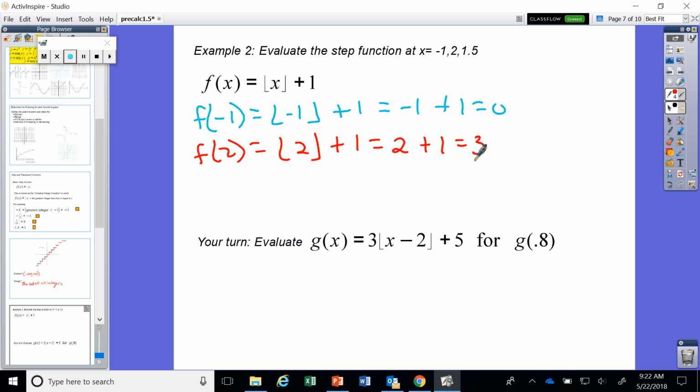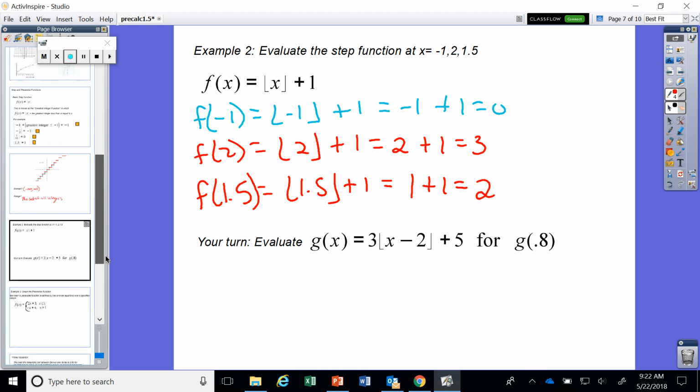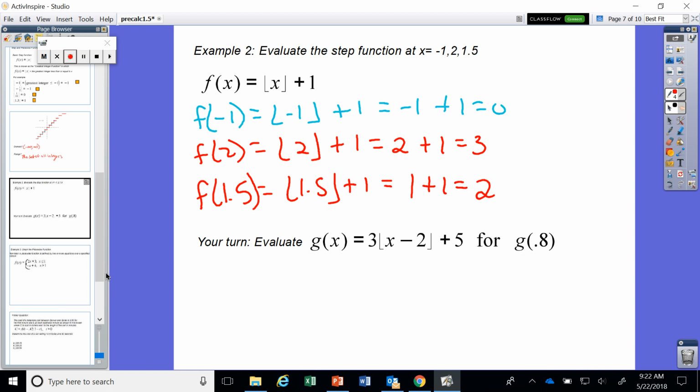And then last but not least, what about at 1.5? The step of 1.5: we're asking ourselves, what is the greatest integer less than or equal to 1.5, or 3/2? In this case, it is just a little bit underneath, at 1. So 1 plus 1 is a value of 2. Hopefully that makes a little bit of sense as we start diving into the step function itself. Give the one you see down here at the bottom a check on your own and make sure you get this one correct.